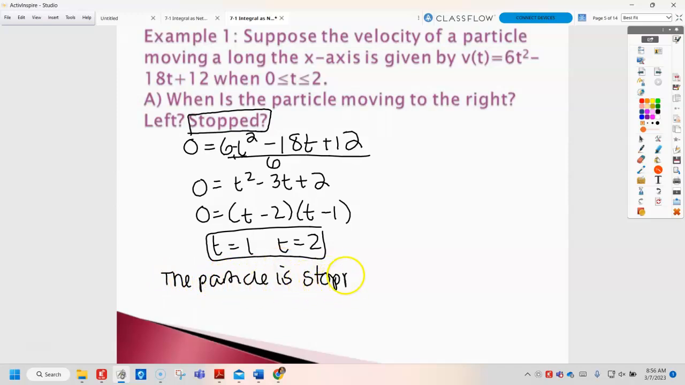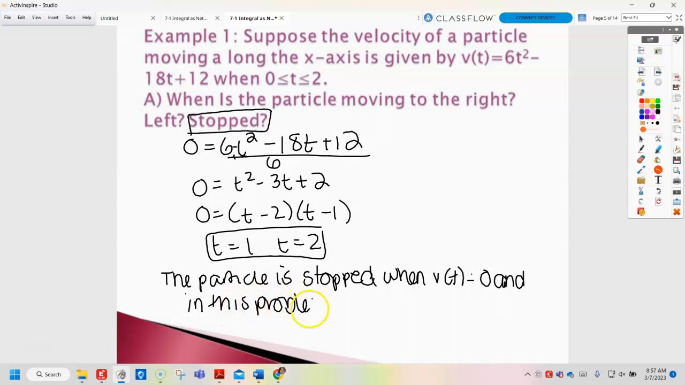If you were writing that out as a sentence or a justification, then your justification would be: the particle is stopped when v of t equals 0, and in this problem at t equals 1 and t equals 2 seconds.